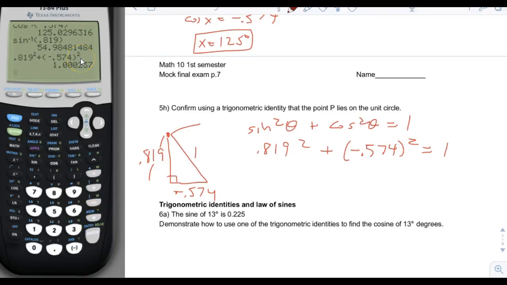It turns out that it's equal to 1. It's not exactly 1 because we're only using 3 significant figures; you need to use a lot more to get it closer to 1. So we have proven it by using this trigonometric identity. And the rest I'll put in the next video because this one got way too long.